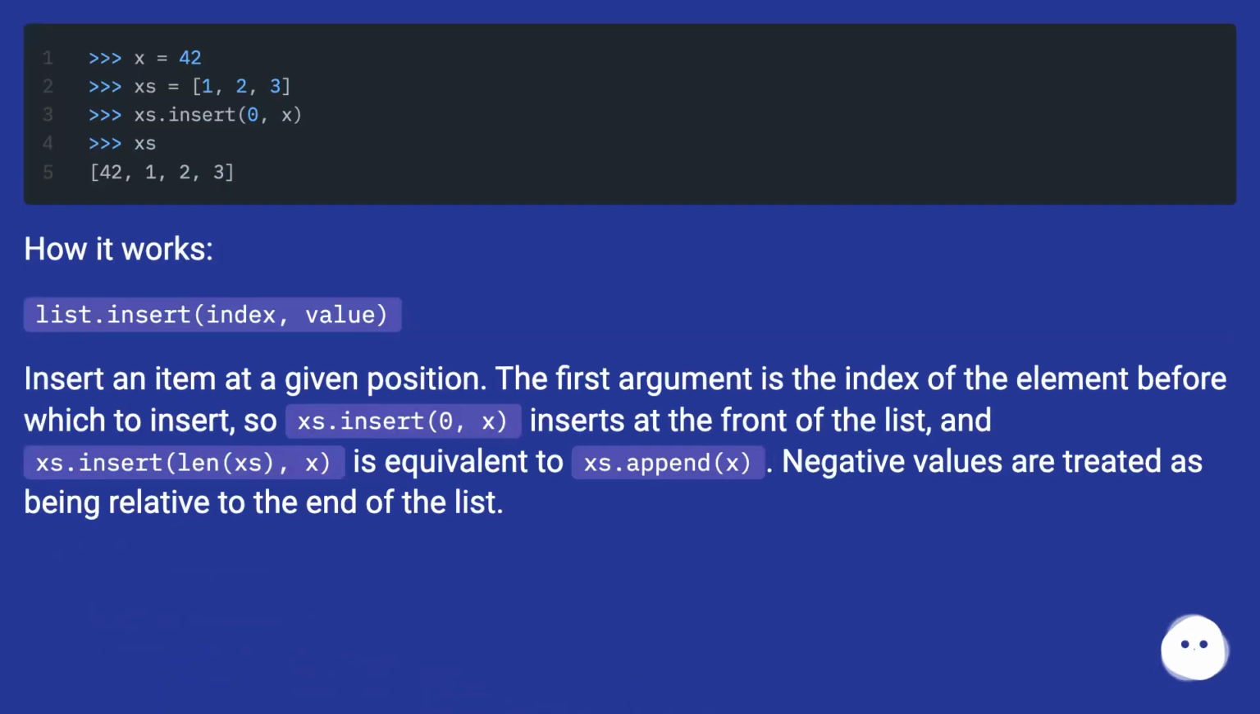How it works. list.insert(index, value) inserts an item at a given position. The first argument is the index of the element before which to insert, so xs.insert(0, x) inserts at the front of the list, and xs.insert(len(xs), x) is equivalent to xs.append(x). Negative values are treated as being relative to the end of the list.